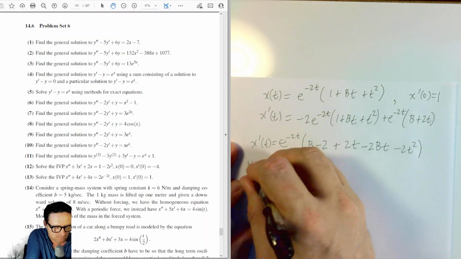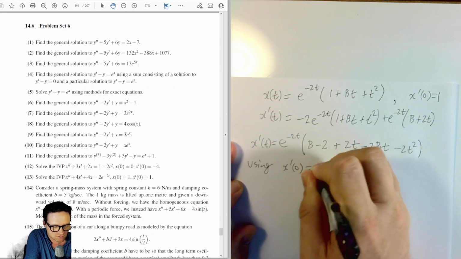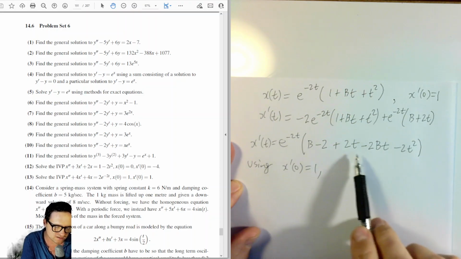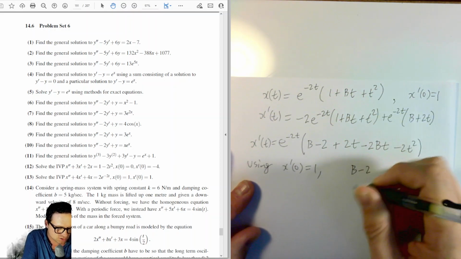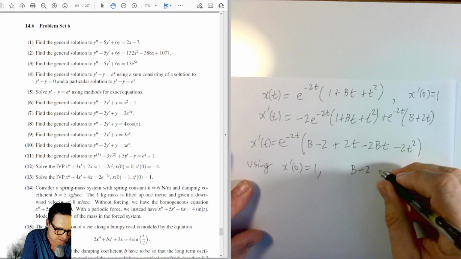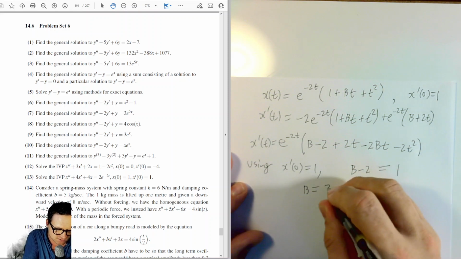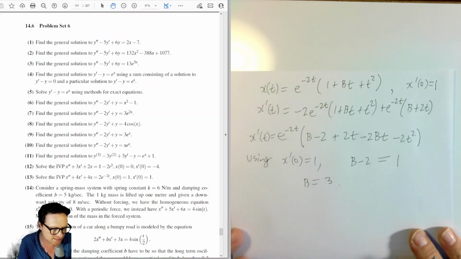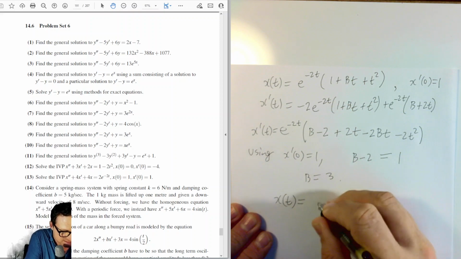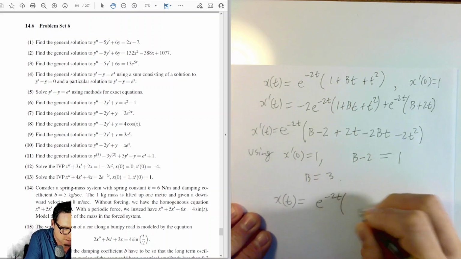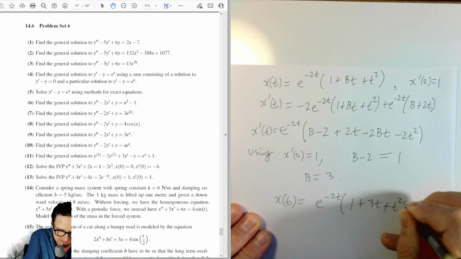So using x dash of 0 equals 1, replacing the t's with zeros here, we have then b minus 2 e to the power of 0. So this is equal to 1, and so we get b equal to 2 plus 1 is 3. All right, and so this gives us our solution to the differential equation. X of t is equal to e to the minus 2t times 1 plus 3t plus t squared.